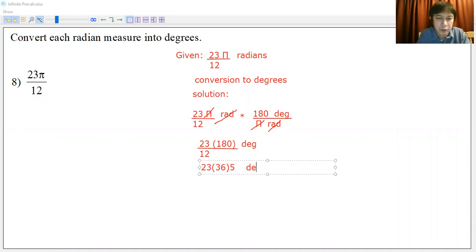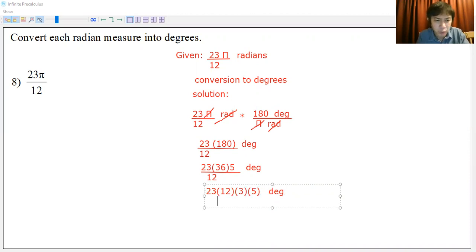This will still be in degrees. Now 12 is just 12. We don't have to break it because we can get the 36 later containing a 12. We shall cancel out later, so there's no hurry. 23, and then 36 is equivalent to 12 times 3, and we still have the 5 there. And we still have the 12 at the denominator.